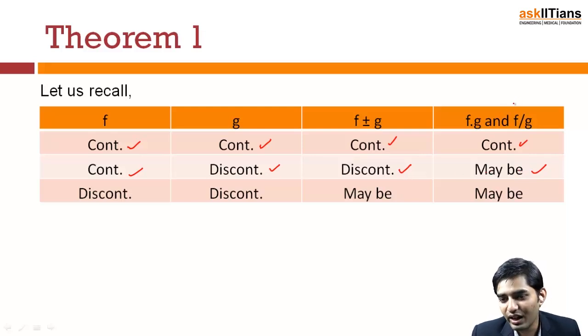And here, whenever I write f divided by g, g is not equal to 0. Denominator cannot be equal to 0. This you always have to keep in mind, right? Denominator can never be equal to 0.